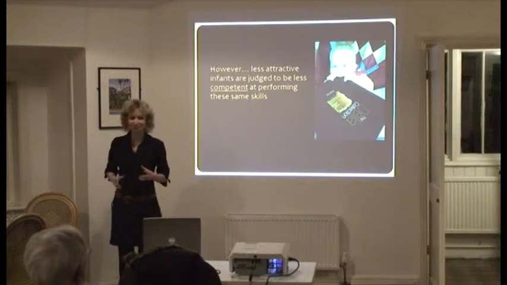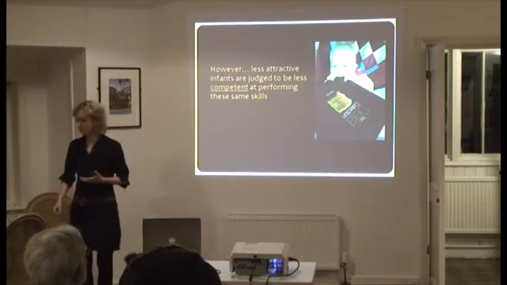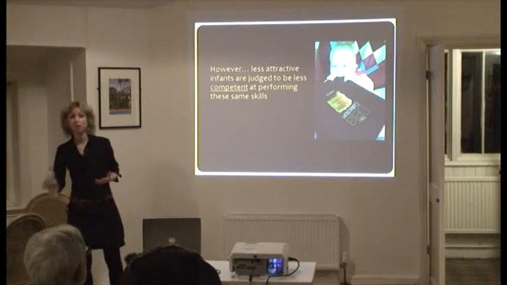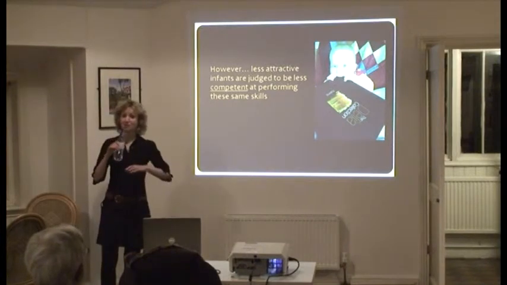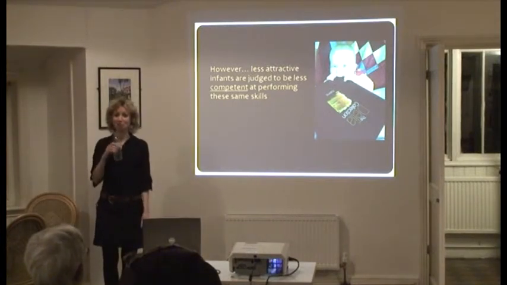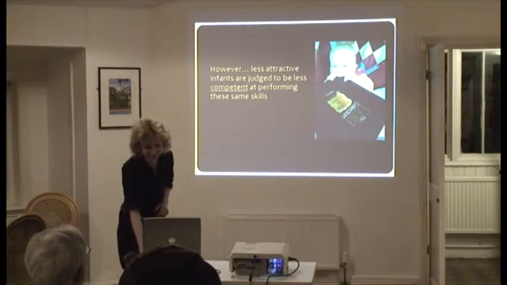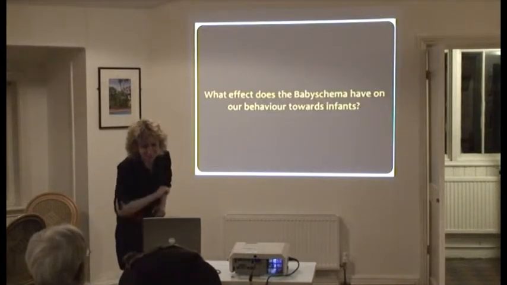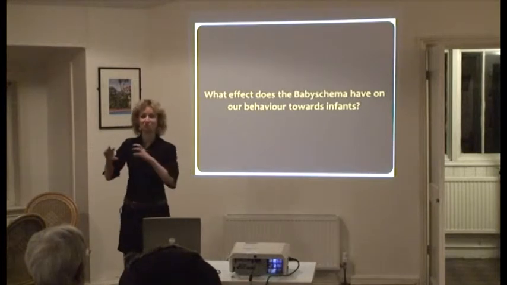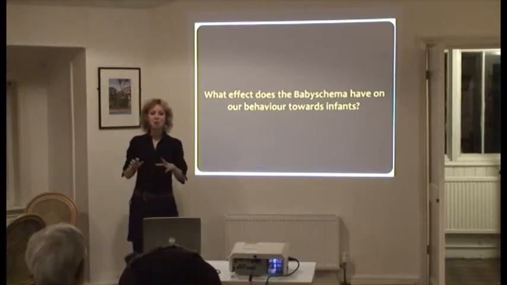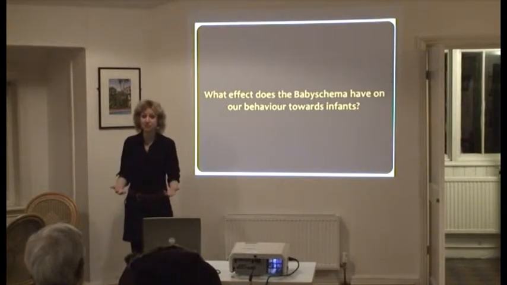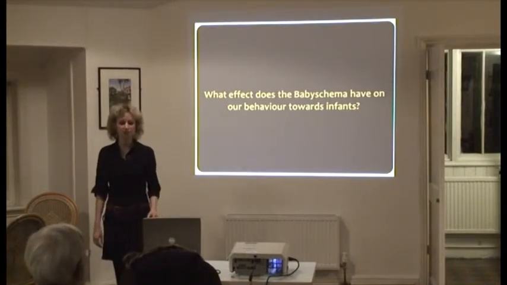So if you imagine that a less attractive infant was judged as being able to drink from a cup, at the same time they were judged as being less competent at doing this, so they might be seen as spilling the liquid all over themselves. So it has a strange effect on behaviour, as you can see. So that was more to do with behavioural judgments of infants. But what effect does this baby schema have on our actual behaviours towards infants?